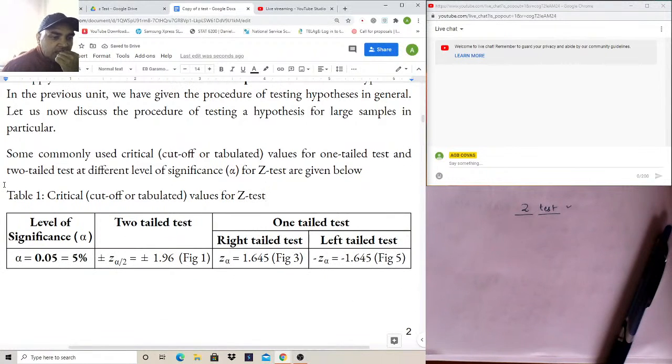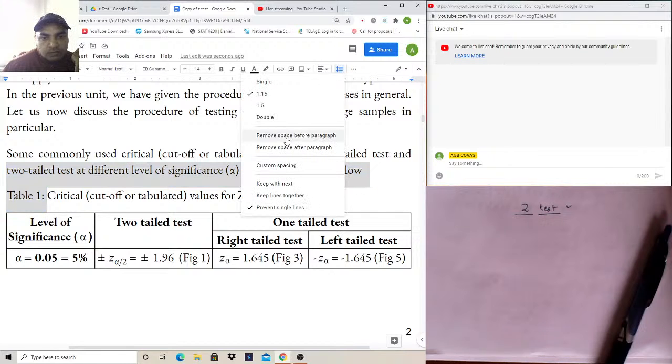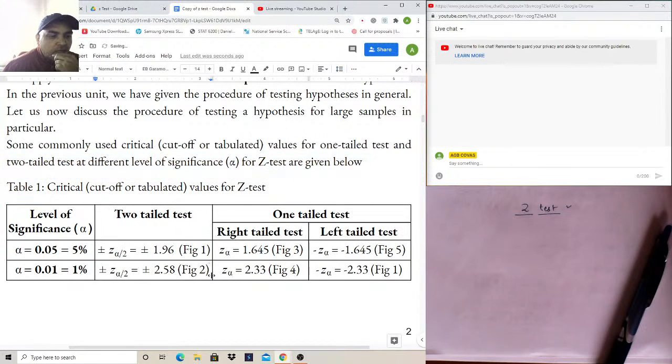So say for example, we have different levels of significance. We have already studied the type 1 error and type 2 error, and we have studied the level of significance alpha. So here we will be testing our hypothesis at 5% level of significance and 1% level of significance. These are commonly used levels of significance for testing the hypothesis.